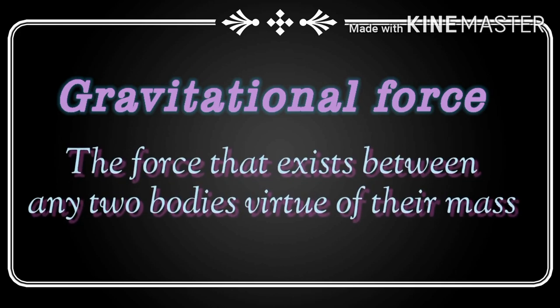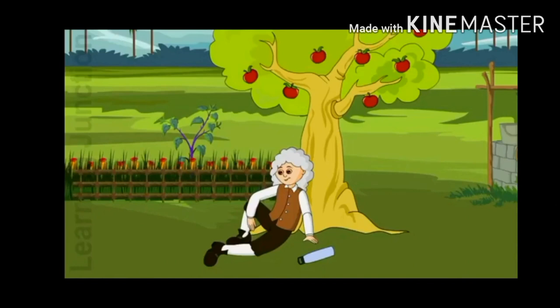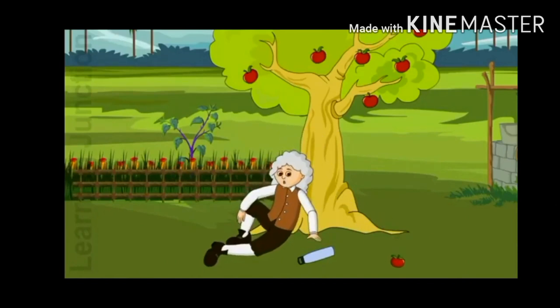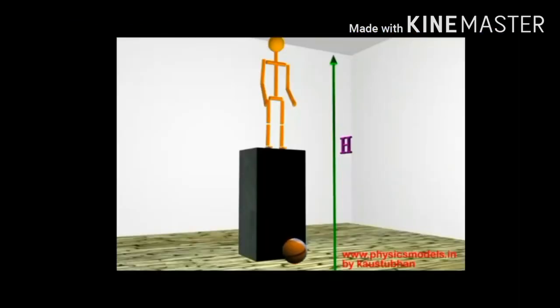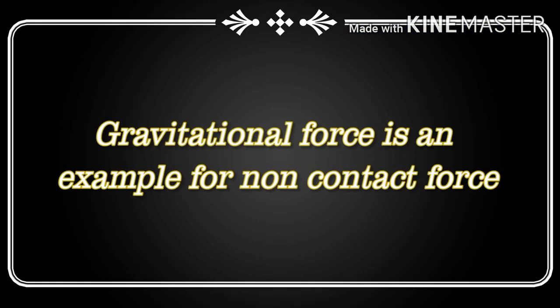What is gravitational force? The force that exists between any two bodies by virtue of their mass. That means gravitational force exists between any two masses in the universe without any physical contact. It's a well-known example of gravitational force. Look here, the apple is falling towards the ground, but there is no contact between them. Similarly, if you drop a ball from a certain height, it also reaches the ground but there is no contact between them. Like that, the gravitational force exists among all the planetary bodies also, but there is no physical contact. That's why gravitational force is a non-contact force.